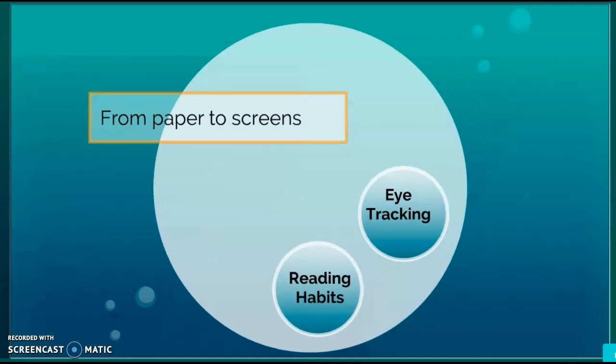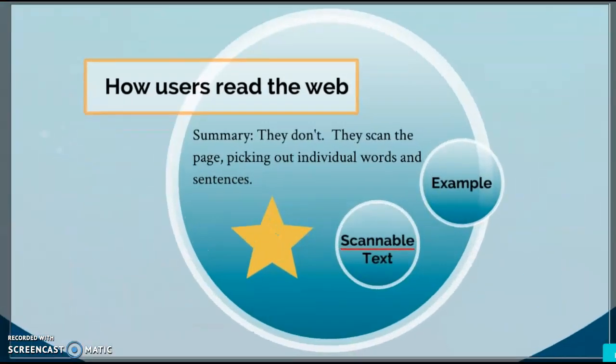You'll see two headings there, reading habits and eye tracking. The first one we're going to look at is reading habits. So how users read the web. Summary is that they don't. They scan the page picking out individual words and sentences. This is called scanning, a word you've probably heard.